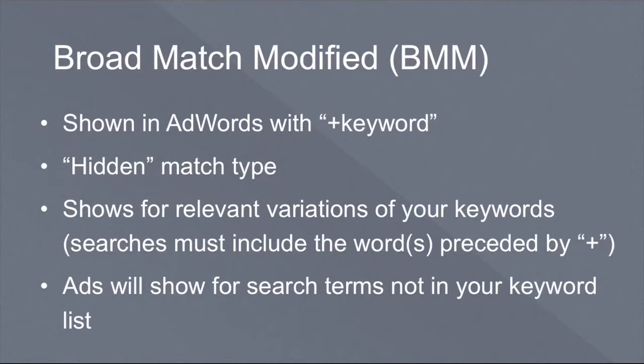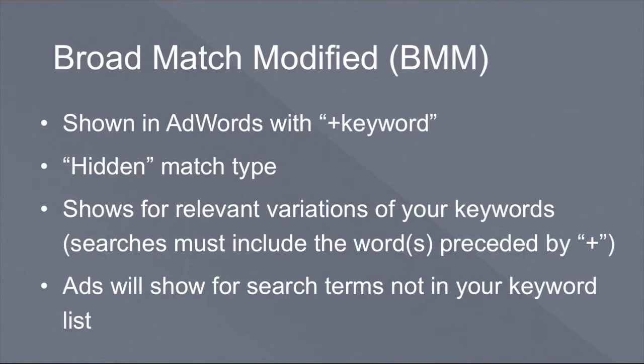If we step out one further step again, we've got what's called broad match modified, which is essentially a subtype of broad match. So what's this mean? Well, it's always shown in AdWords with the plus sign in front of one or more of the words in the key phrase. So I call it hidden match type because there isn't really anything separate. It's shown in AdWords reporting as broad.